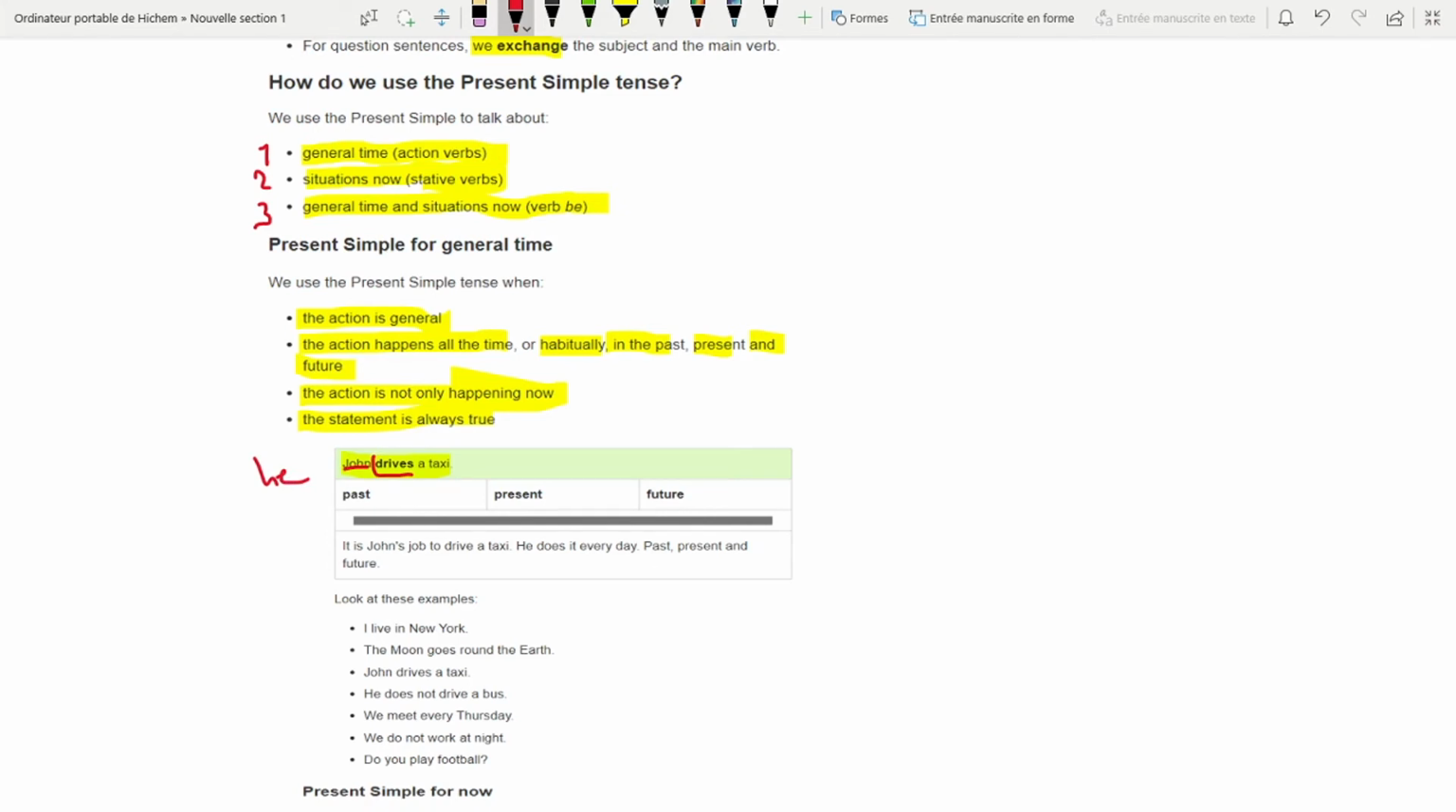So John drives a taxi. Why do we consider this as something that happened in the past, happens in the present, and will happen in the future? Because it is John's job to drive a taxi. We're speaking about a job. So John started driving a taxi before, and now at the moment that we're speaking, and probably he will keep driving a taxi because it is his job. So he does it every day, past, present, and future. This is what we mean by John drives a taxi.